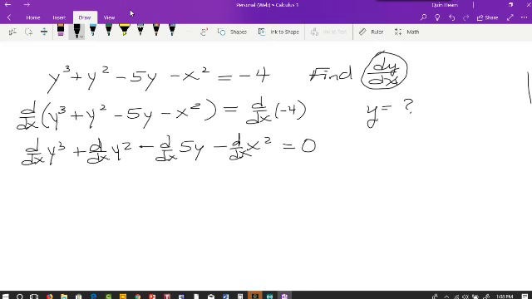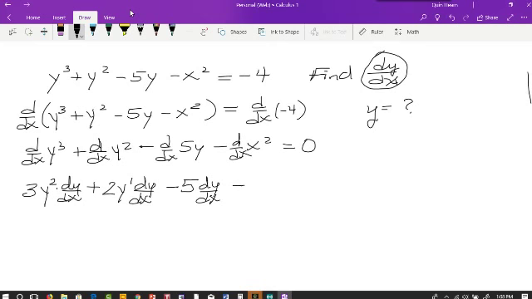Okay, so on the left, let's look at each one of these. Remember, thinking of it as a chain rule, we're going to bring the power out front of the y, so that's 3 times y squared, subtract 1 from the power, and multiply times the derivative of the base, dy dx. Plus, here we have the same situation. We bring the 2 out front, subtract 1 from it, and multiply times dy dx. Minus, here we have the derivative with respect to x of 5y. So that's just going to be 5 times dy dx, the derivative of y.